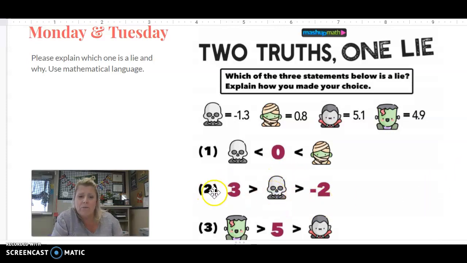So I'm just going to tell you that this sentence is true. There's my hint over here, and please explain which one is a lie and why. Use mathematical language. Just click there and explain which one you picked and why. You will be discussing this in class this week. So have fun, get it done before class so we can discuss it.